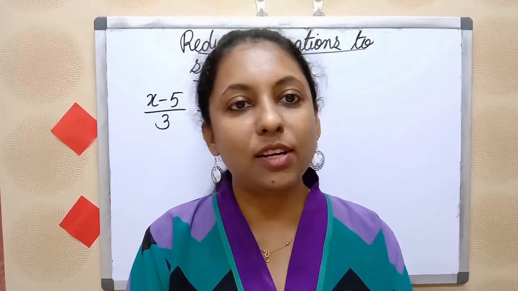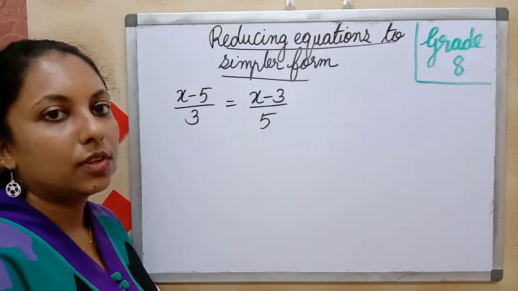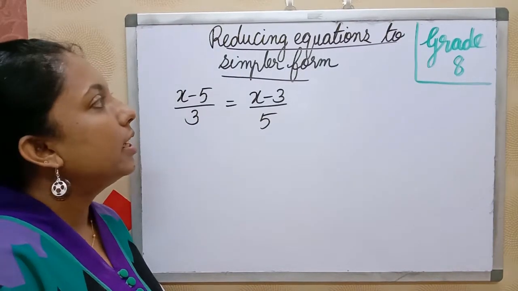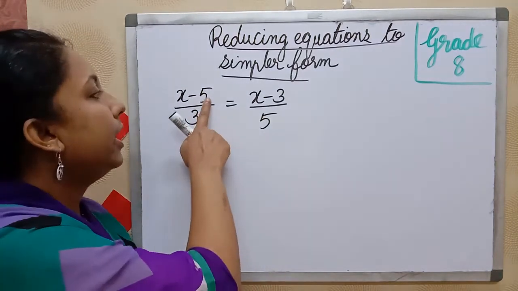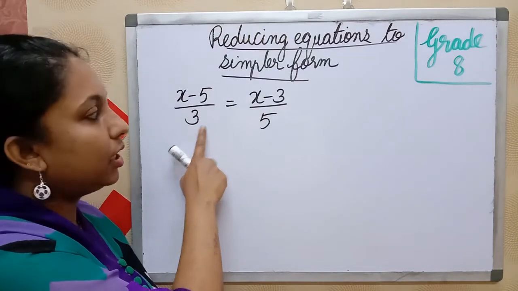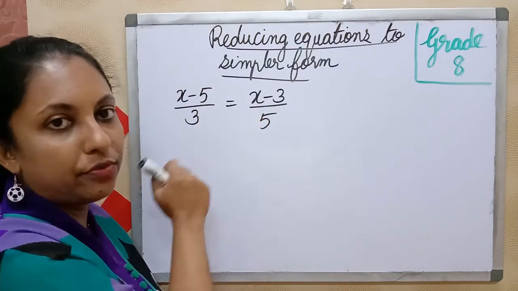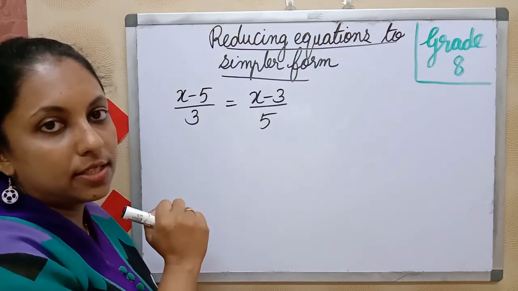We can continue our lesson, linear equations in one variable. Today's topic is reducing equation to simpler form. For example, (x minus 5)/3 is equal to (x minus 3)/5. How can we solve this?